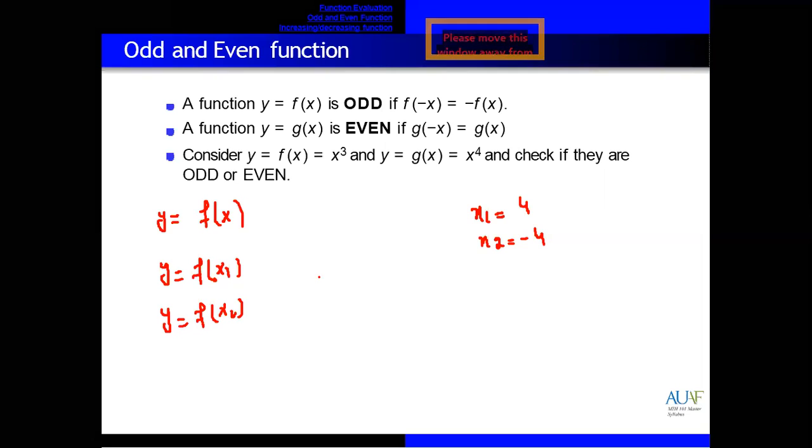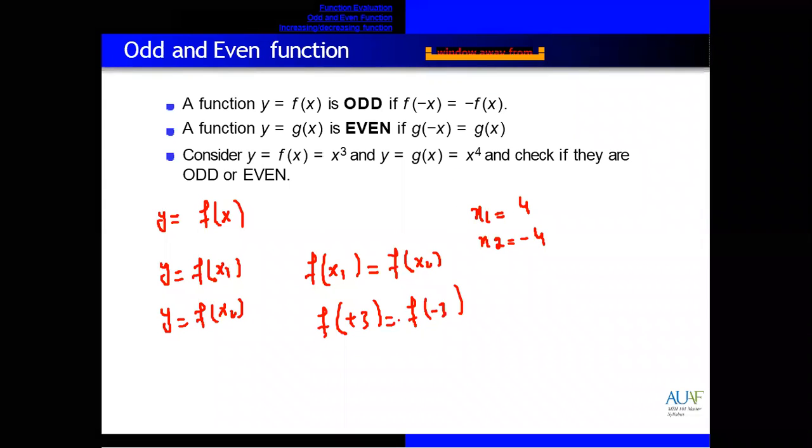For x1 and x2, both are the same for a negative value and for a positive value. Like we have a positive value x1, f of x1 equal to f of x2 where x2 is a negative value. Like f of plus 3 equal to f of minus 3, so this function is called an even function. The same result comes from the plus value and the minus value. Like we have y is equal to x square plus 1. If you give a plus value or a minus value, the result will be the same. That function is called an even function.